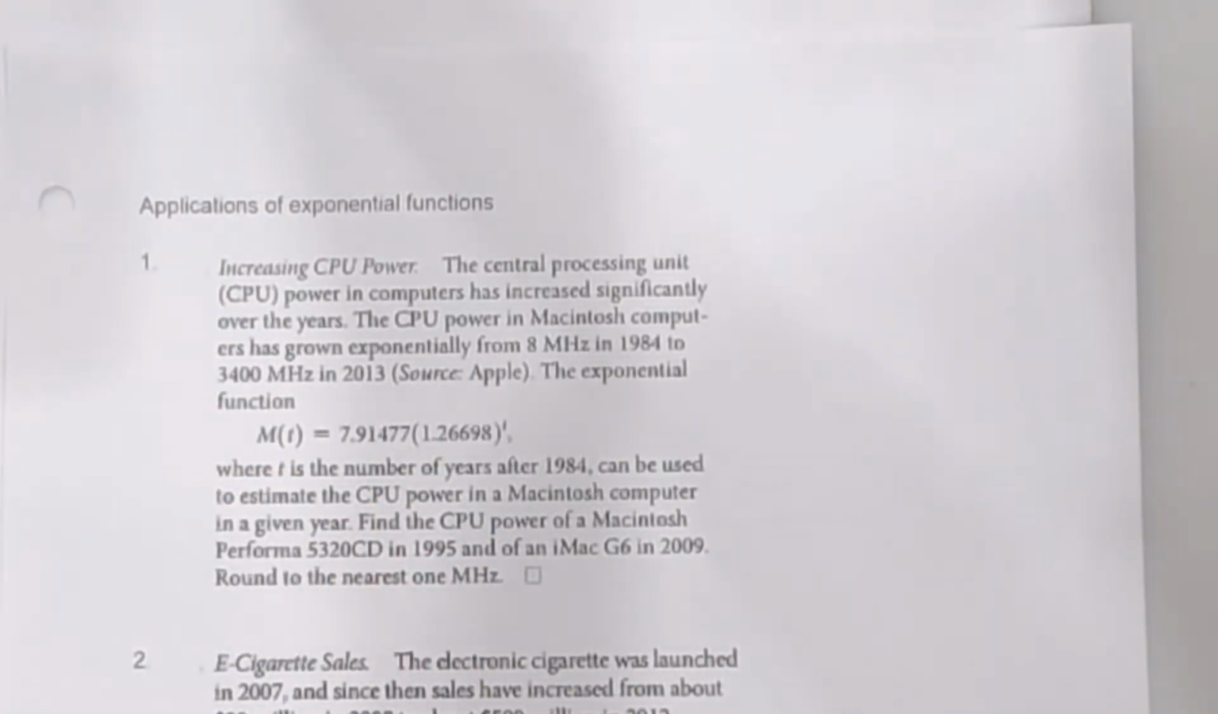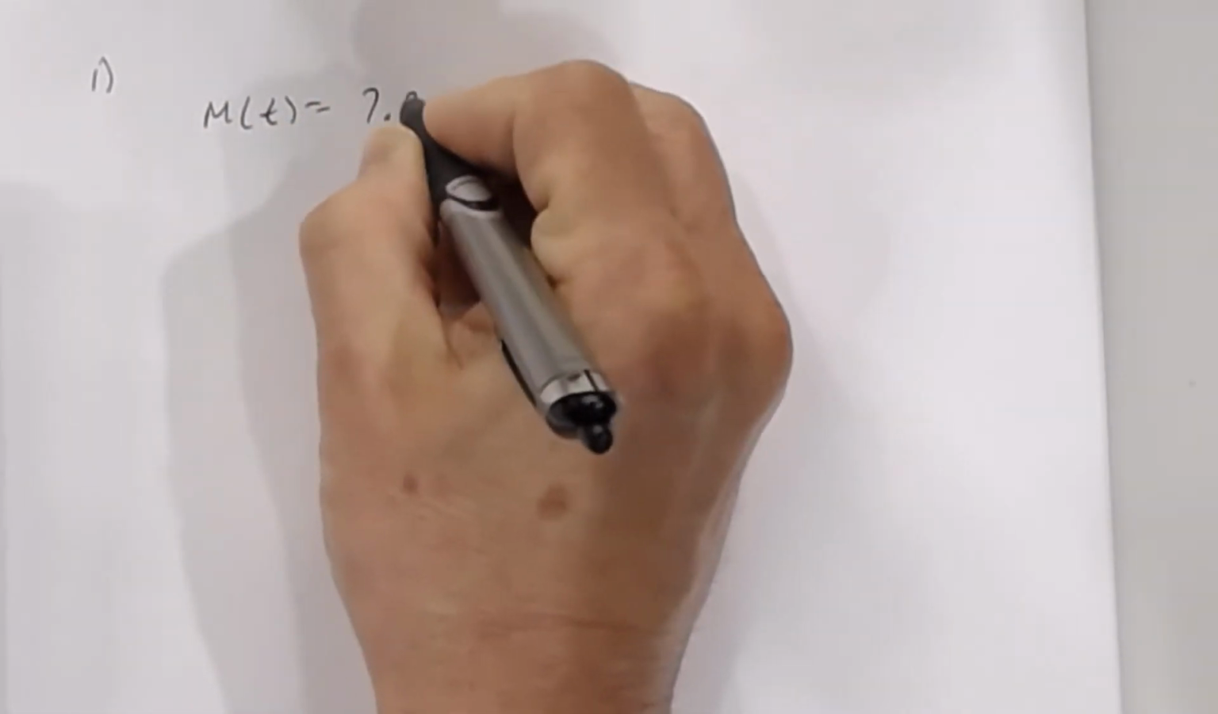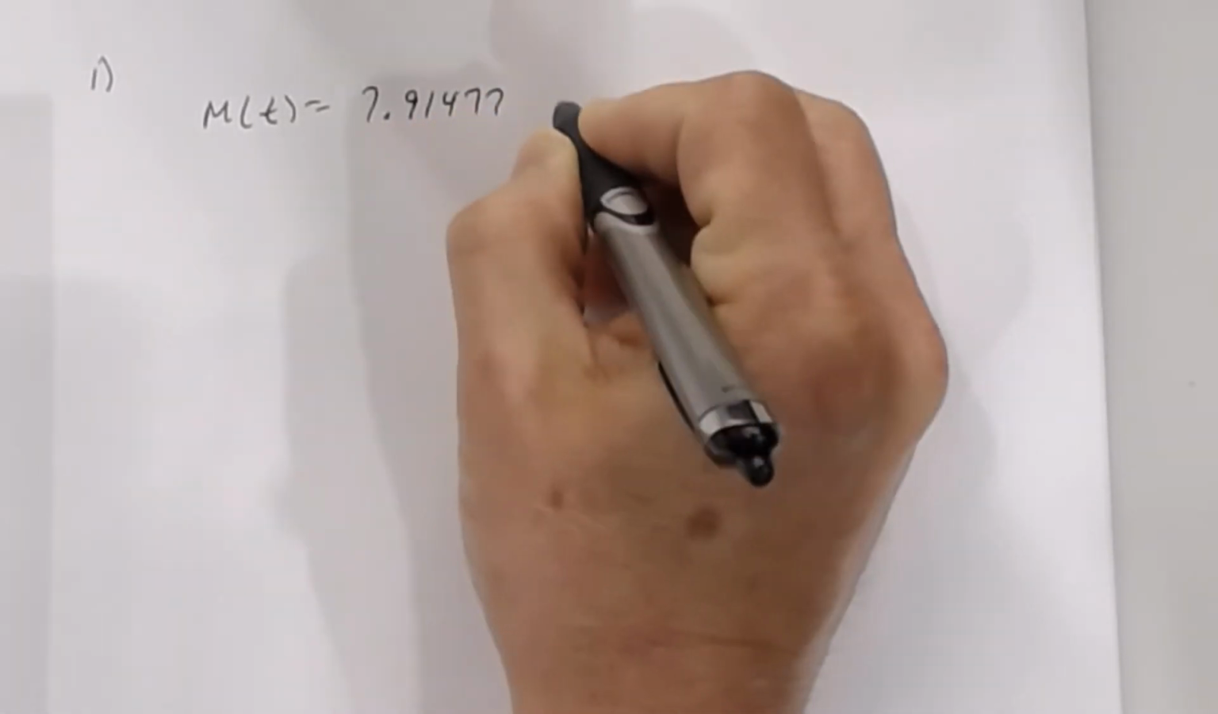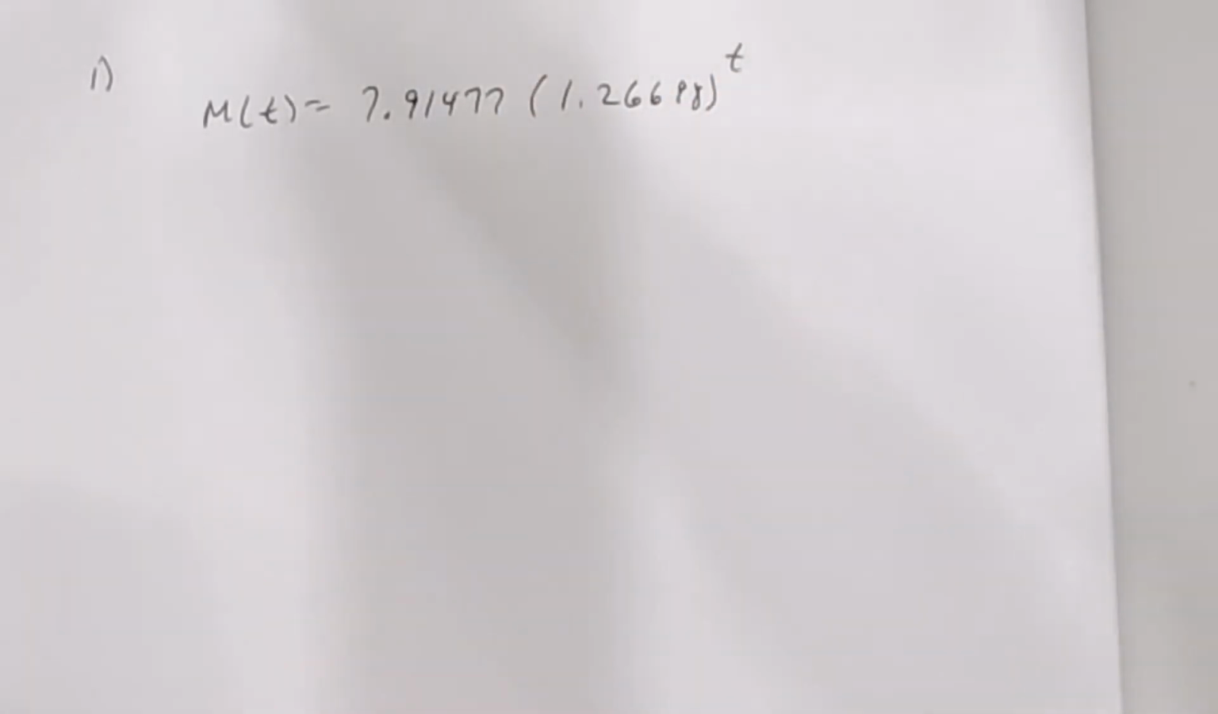So m of t equals 7.91477 times 1.26698 to the t power. So that function models that exponential growth. Where t, make sure you read this correctly, where t is a number of years after what? 1984. So if this is 1985, what's t? 1. If this is 1990, what's t? 6. Okay. At least you understand how to get that t.